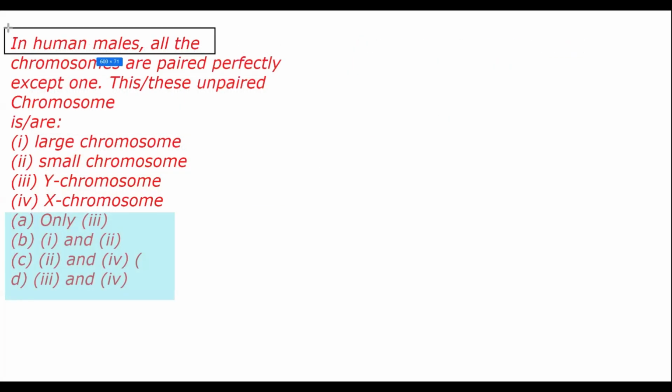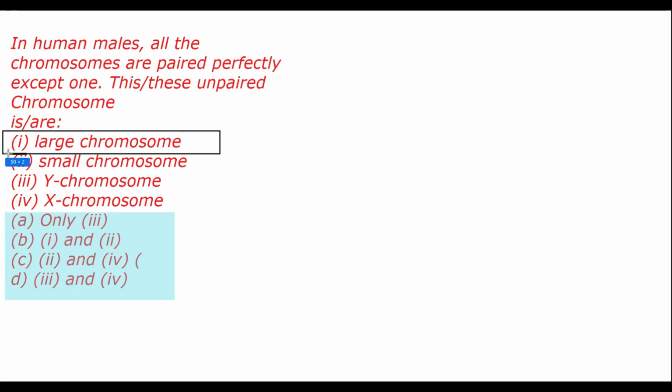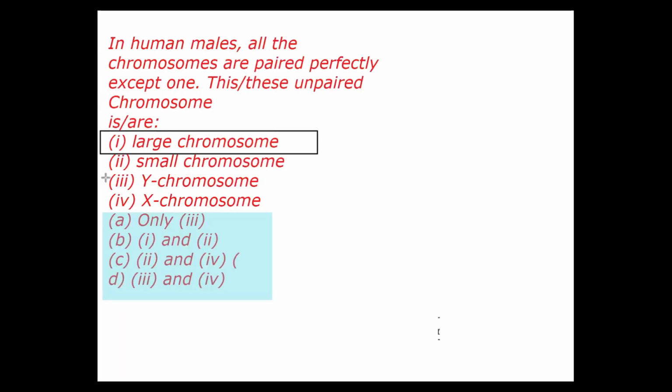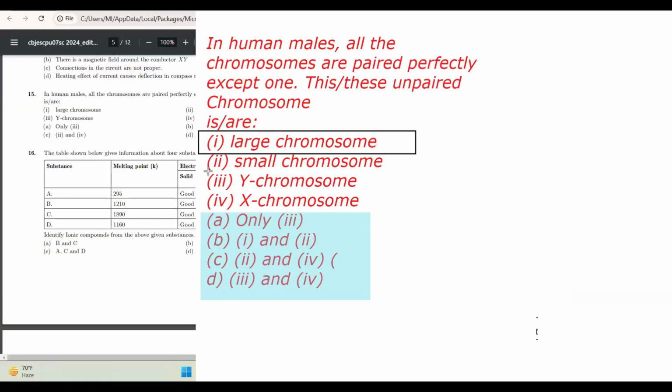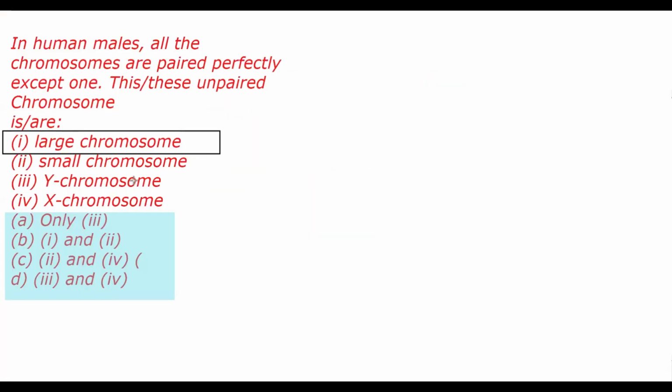The question here is that in human males, all chromosomes are perfectly paired except the one, and these unpaired chromosomes are what? Large chromosomes, small chromosomes, and then what's that? Then this is what? Y chromosomes, X chromosomes, right? And the options are given below.